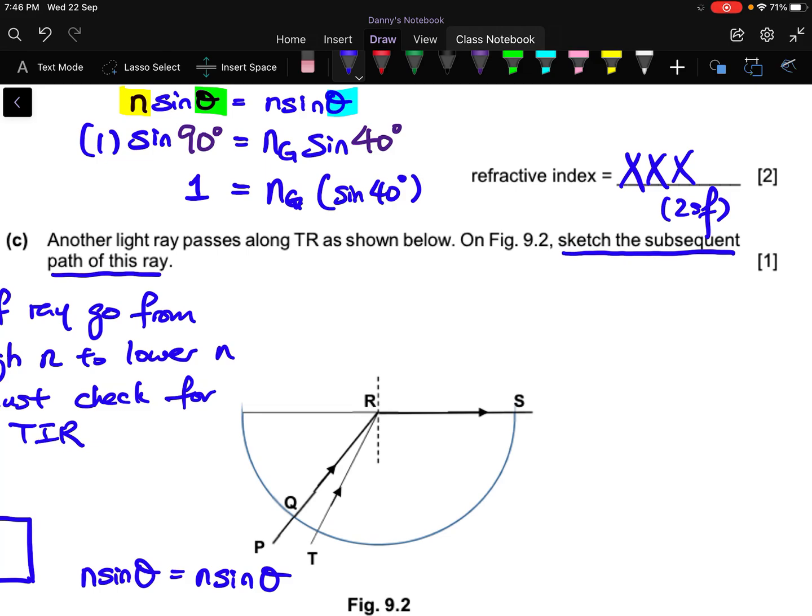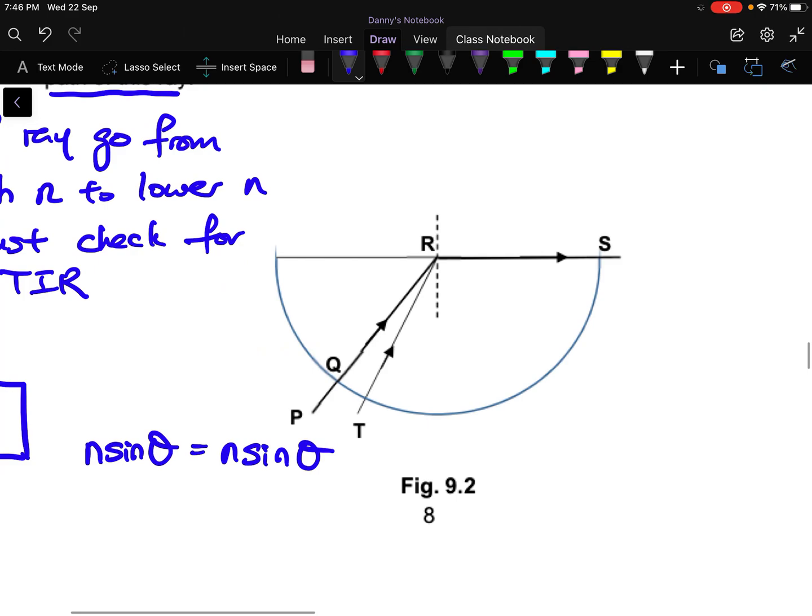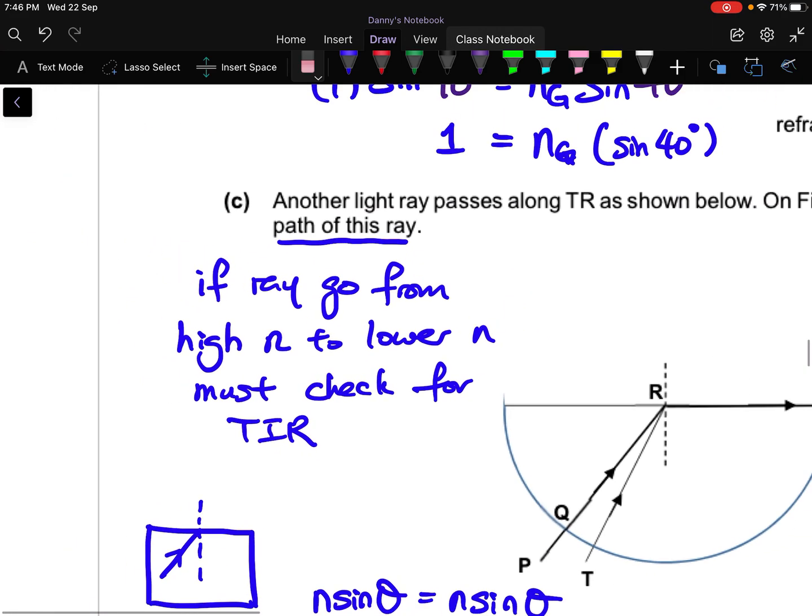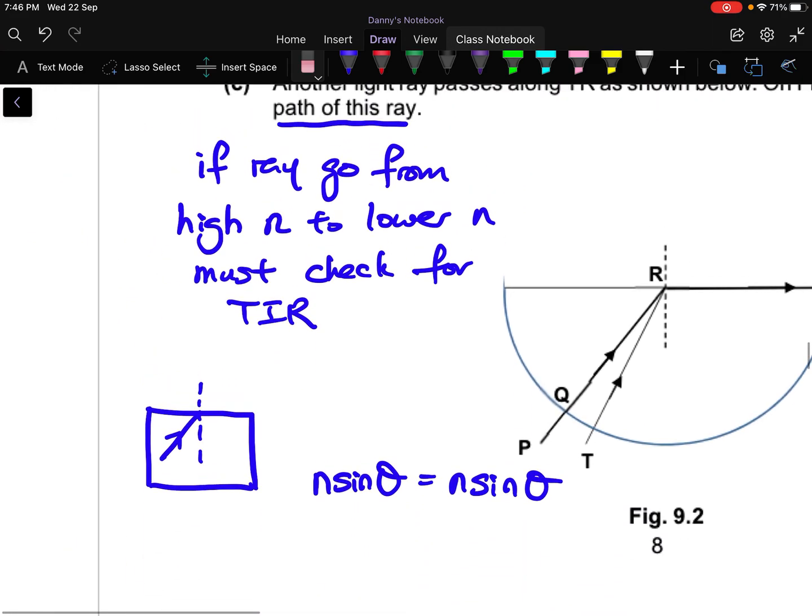They want to check whether you can predict or not. So when you see that the light comes from a glass, that means high index to a low index, right? You must check total internal reflection. Okay, so how to check? You need to go and find the critical angle.